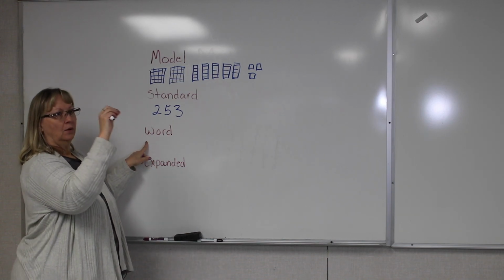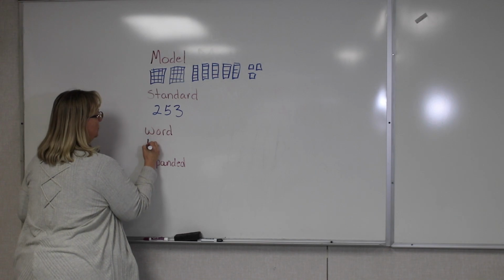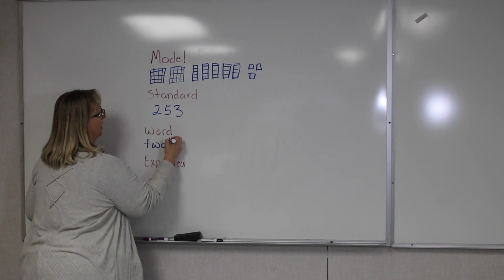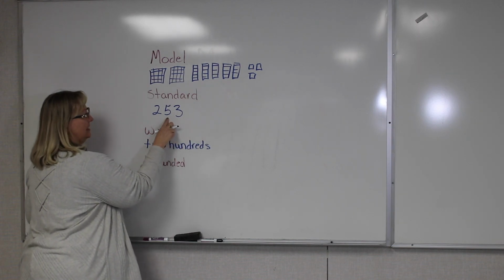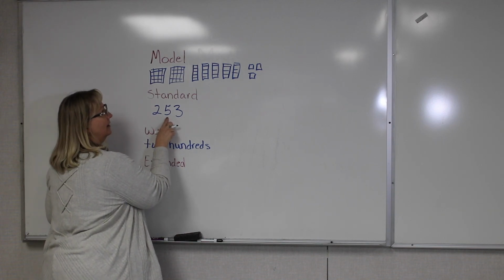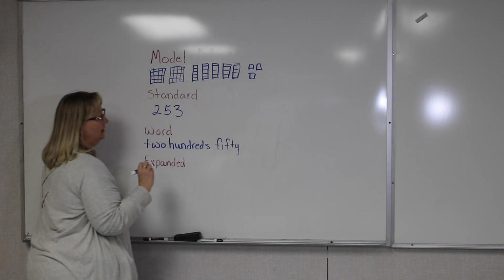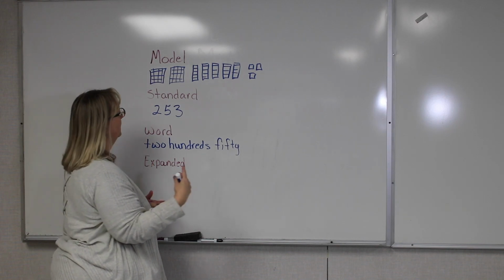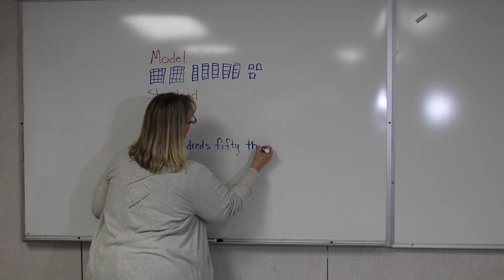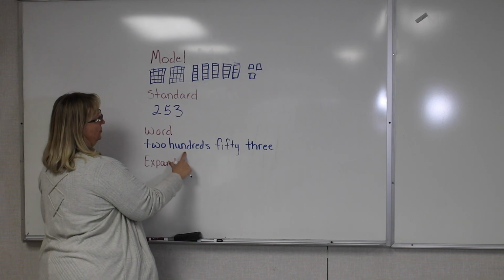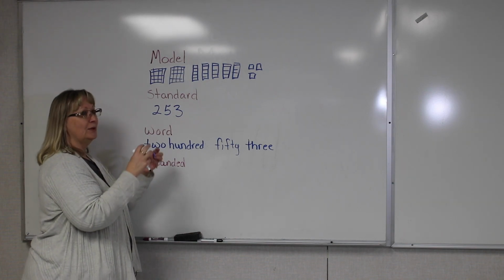Now we have our words where we want to write it out using words. So we start with our 100 spot, which is 2, and it's in the hundreds. Then we go to our 10s, and what does the 5 represent? 50. So we're going to write the word 50. And remember, boys and girls, if you don't know how to spell the words, just do your best and sound them out. So we have 50, and then we have 3 in our 1 spots. Okay, so 253.